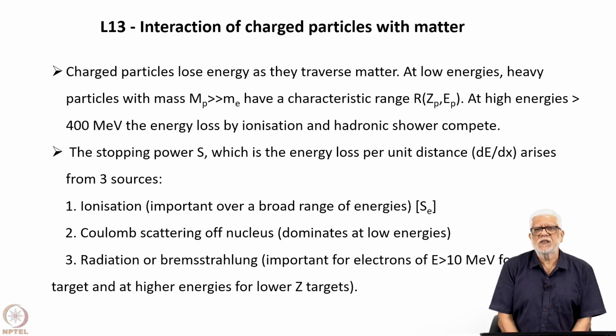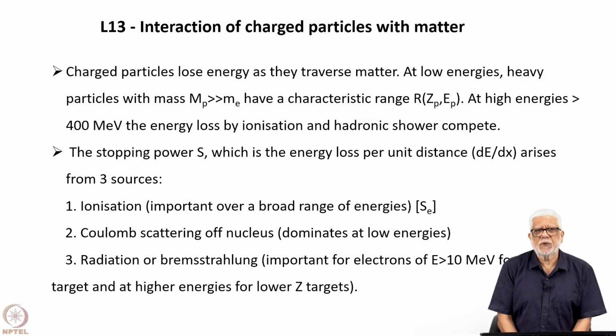depending on the energy and depending on its charge. For instance, an ion of carbon 12 can have a maximum charge of 6. Then the characteristic range will of course depend on the fact that it is carbon and also on its energy. At high energies, and what do you mean by high energy? Roughly of the order of half a GeV, the energy loss by ionization competes with the processes which lead to hadronic showers.